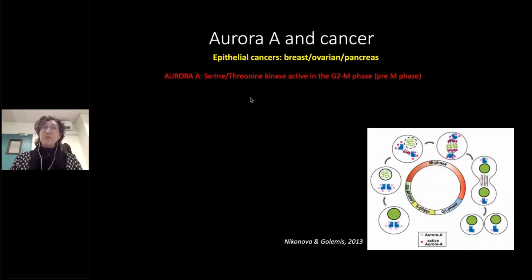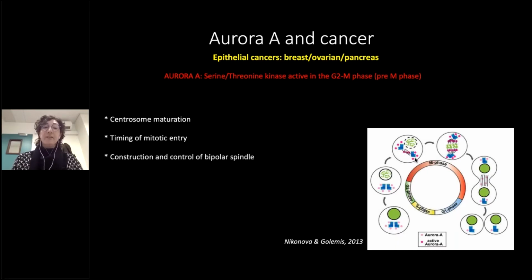From the enzymatic point of view, we also know that Aurora A is a serine-threonine kinase, which is active in the G2M phase of the cell cycle, the phase right before the one that leads the cell to enter the division process. At this step, Aurora A plays several roles. First of all, it helps the maturation of centrosomes, here the substrates in blue. It regulates the timing of the mitotic entry, and it helps the construction and the control of the bipolar spindle, the structure that tethers away chromosomes when the cell needs to be divided.